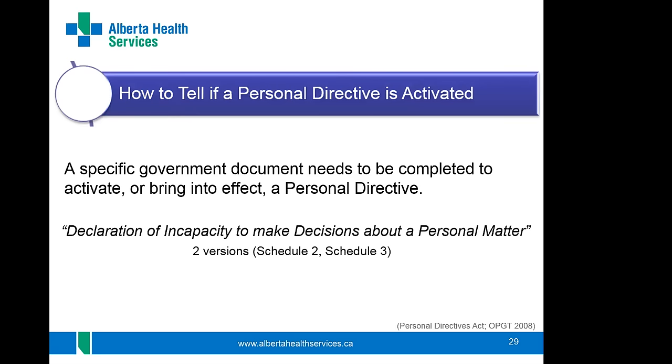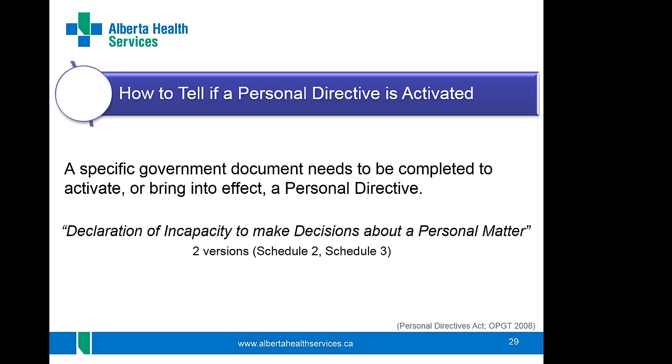The Personal Directive Act specifies that in the Personal Directive, we can appoint someone to help in terms of deciding whether we have lost capacity or not. So when that happens, how the Personal Directive is activated is different than if that's not stated. They're very specific in the Personal Directive Act in terms of what documentation you use.